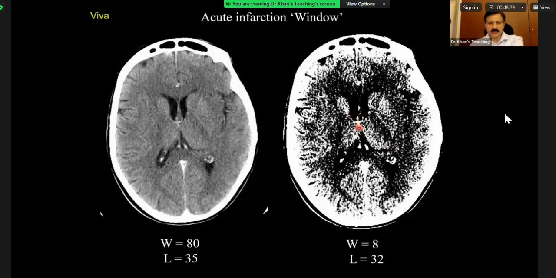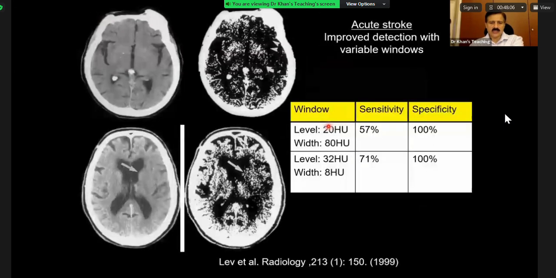Now look carefully here. This is the lentiform nucleus. This lentiform is high density, so it is white. This is the head of the caudate nucleus. This is the thalamus, which is again gray matter, so this is high density. Now look here, that basal ganglia is low density. So this window is very good to increase your level of confidence.